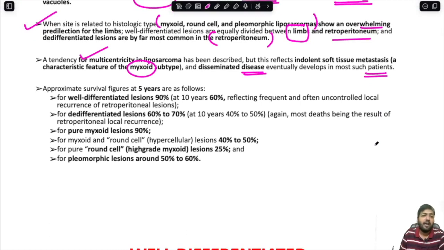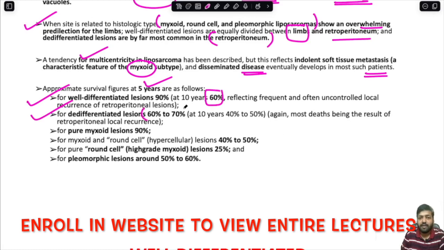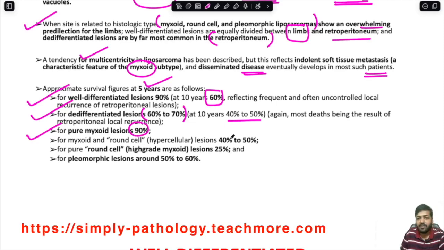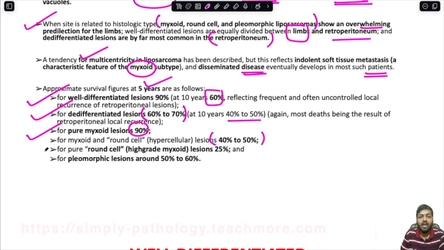Now, approximate survival figures at 5 years for well differentiated lesions are 90%, and at 10 years it becomes 60%. Okay, for de-differentiated lesions it is 60 to 70%, and at 10 years is 40 to 50%. For pure myxoid lesions it is 90%. For myxoid and round cell hypercellular lesions it is 40 to 50%. For pure round cell high grade myxoid lesions it is 25%, and for pleomorphic lesions around 50 to 60%.